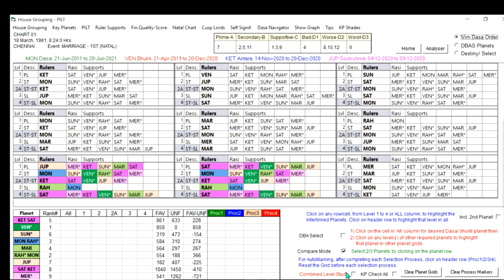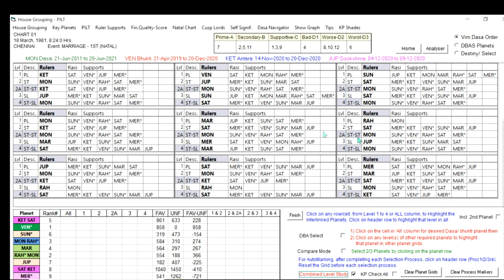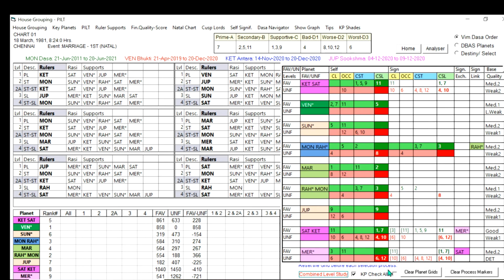You can see there is a combined level study also. One more thing within this PILT: what is combined level study? For example, say Moon and Rahu are good. By looking at the key planet shades, you feel that two planets are good looking: Moon is good and Rahu is good. Suppose the planets which have this Moon and Rahu as their star lord and sub lord, then that planet is going to be good.